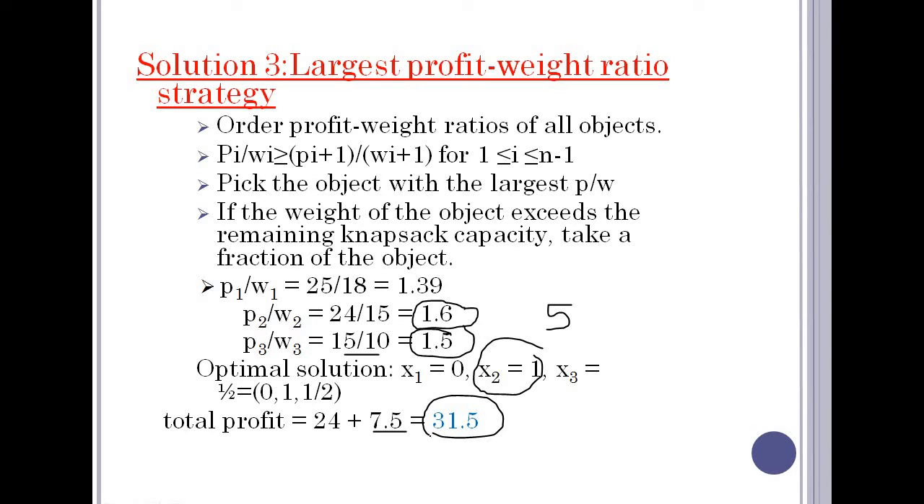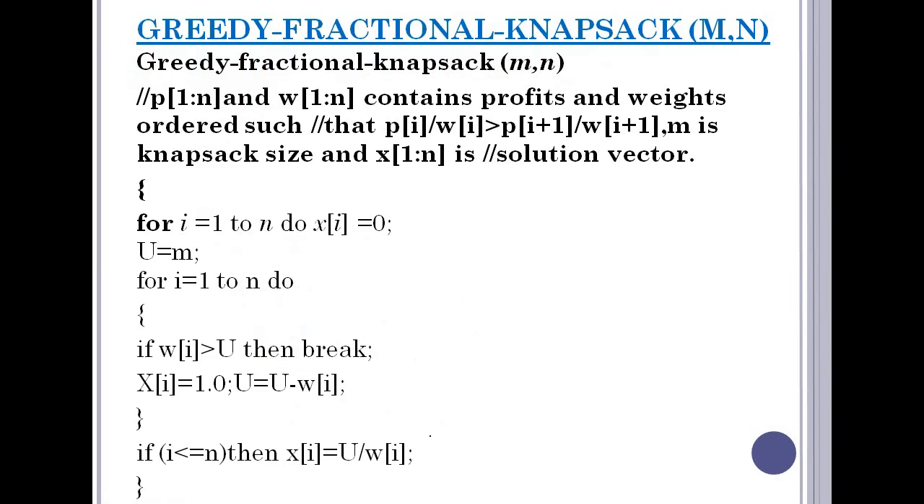This strategy is giving us the optimal solution out of the three strategies that we have seen. So for the knapsack problem, we always use this particular greedy strategy. This is called the greedy fractional knapsack problem. Here m is the capacity of the knapsack, and n is the number of objects.